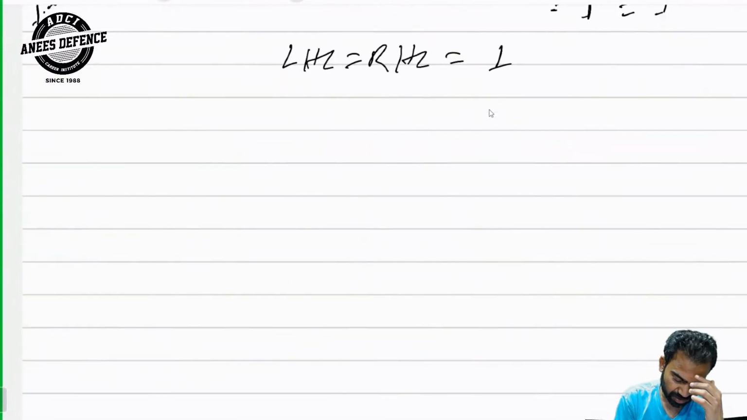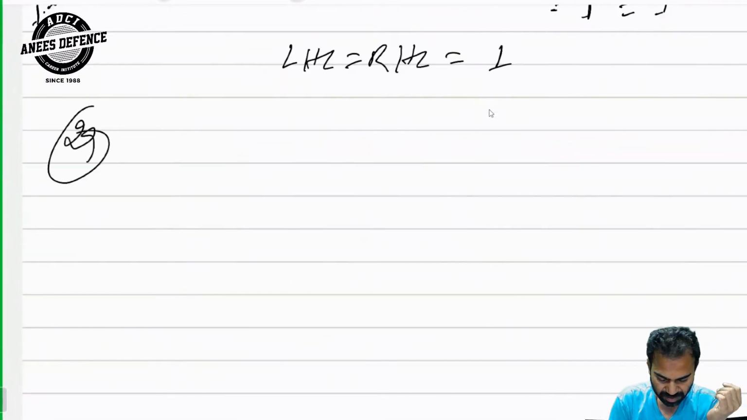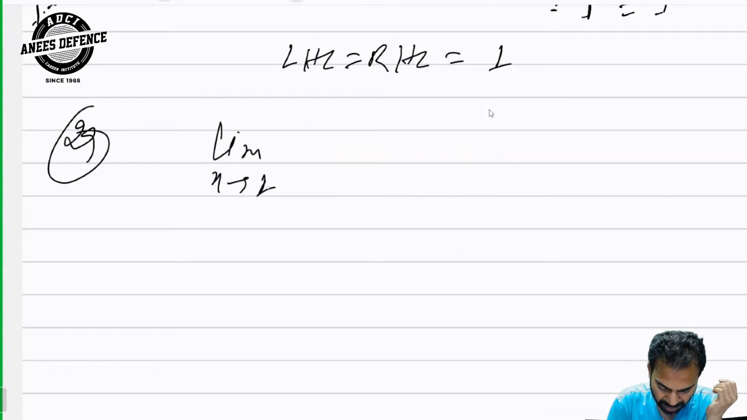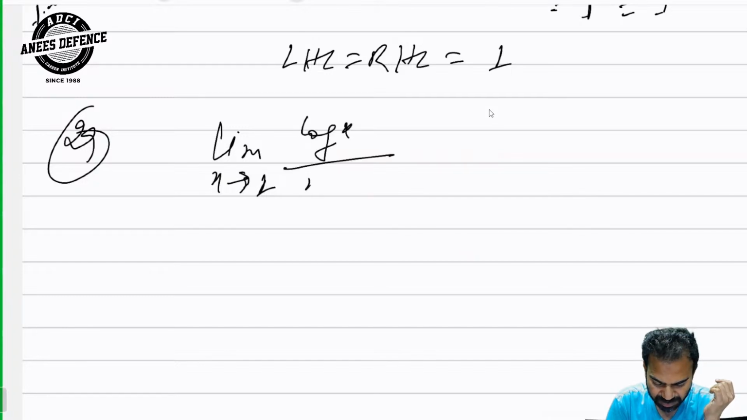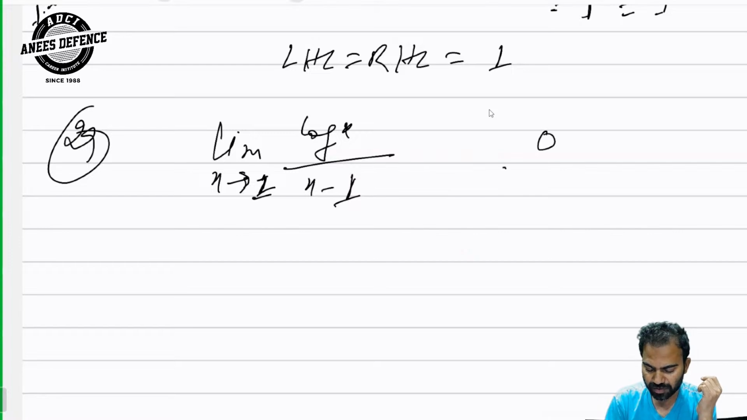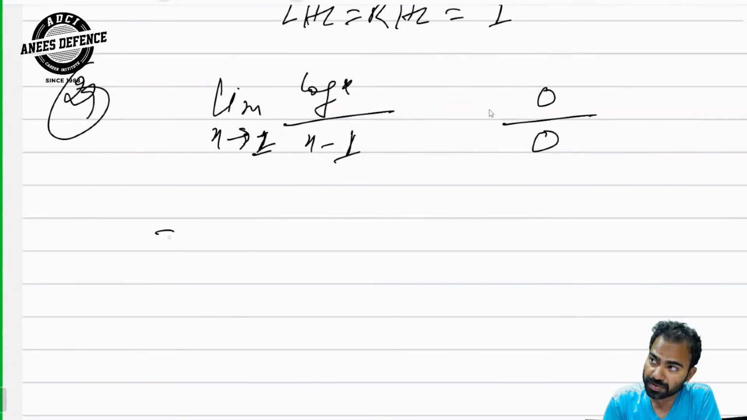Now the 29th one is also a one-line question. Limit x tends to 1, log of x upon x minus 1. When you put 1 in the numerator, it will be 0. And 1 in the denominator, it will be 0. So 0 by 0, I can use.